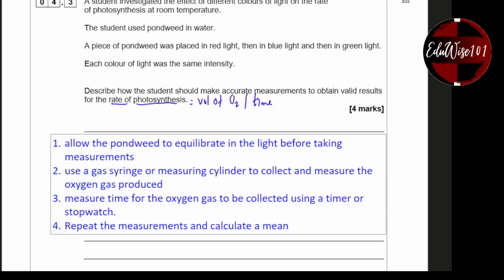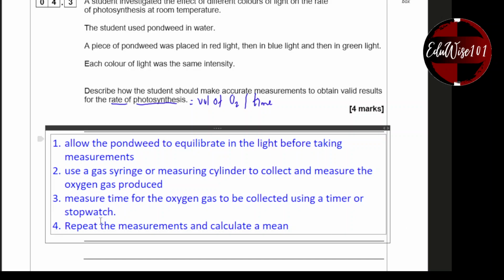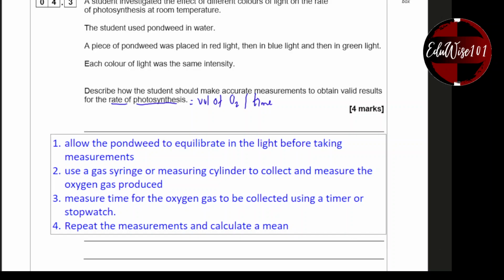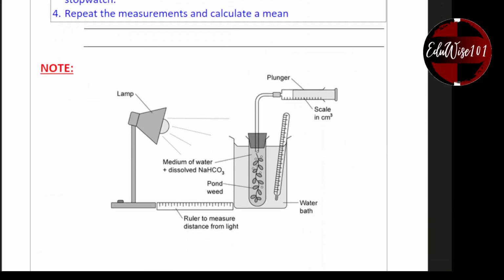Allow the pondweed to equilibrate in the light before taking measurements. Second, use a gas syringe or measuring cylinder to collect and measure the oxygen gas produced. And measure time for the oxygen gas to be collected using a timer or stopwatch, and then repeat the measurements and calculate a mean. That should give you 4 marks.